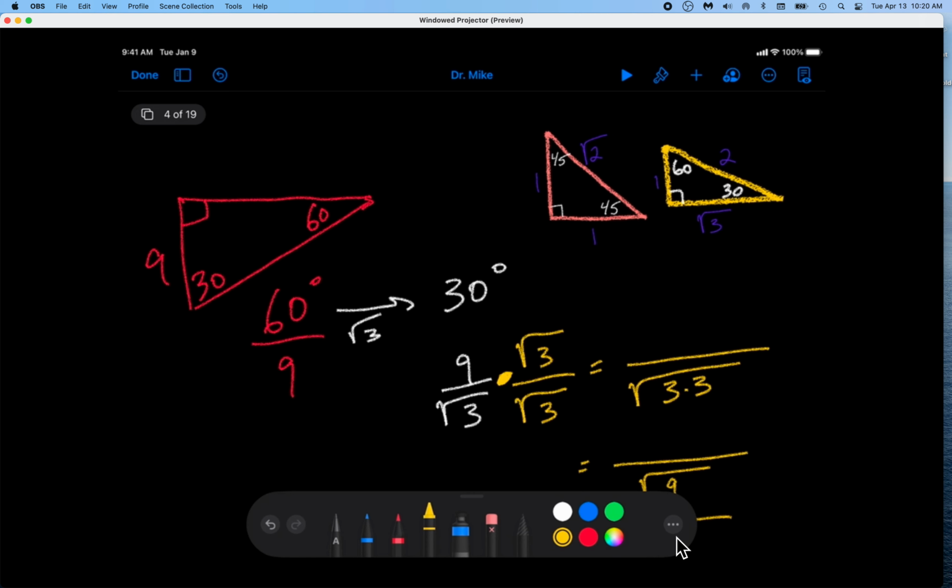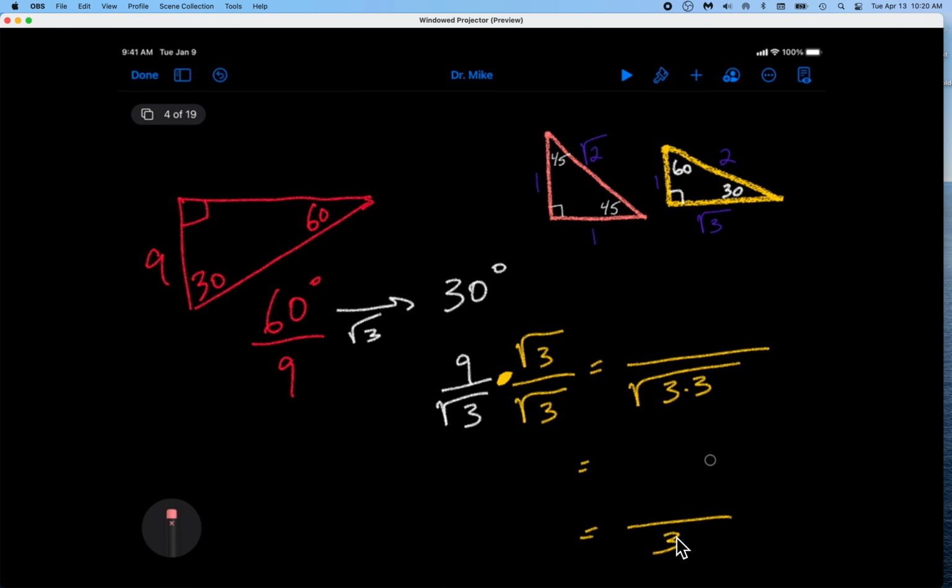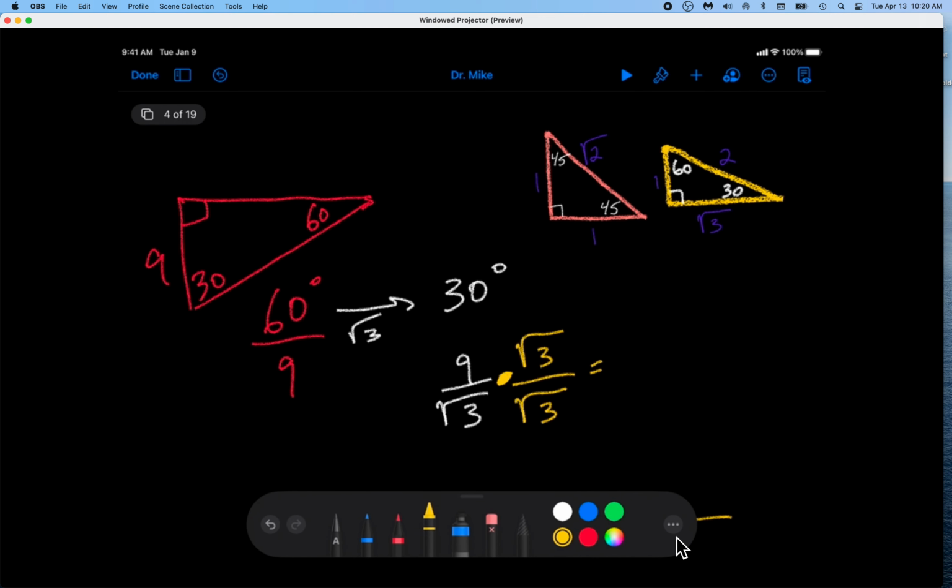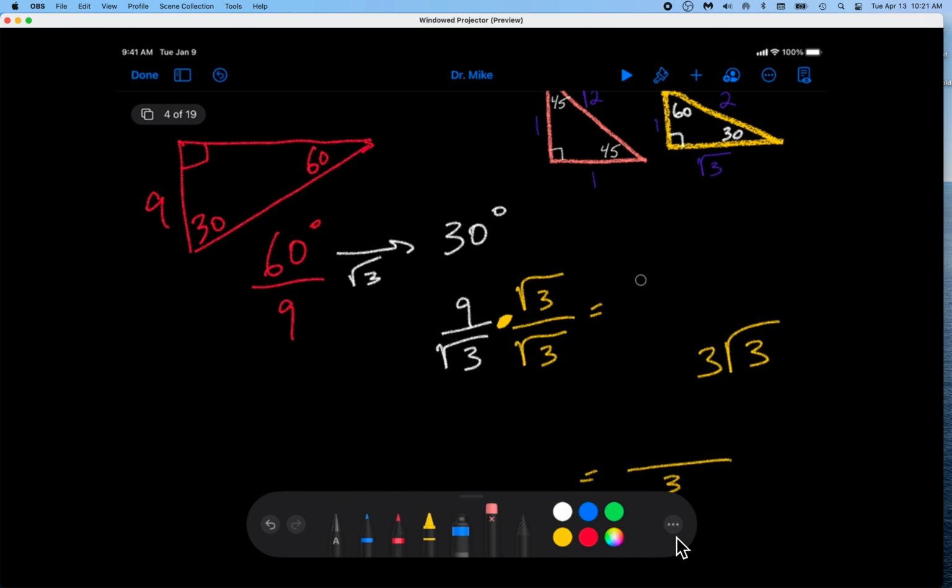Now, what about the top? Pretty straightforward. It's just going to be 9 square root of 3 over 3, and then you can cancel that out, and your final answer is 3 root 3. Okay, now we have the side opposite the 30 degree. It's 3 root 3. Let me write that in there.